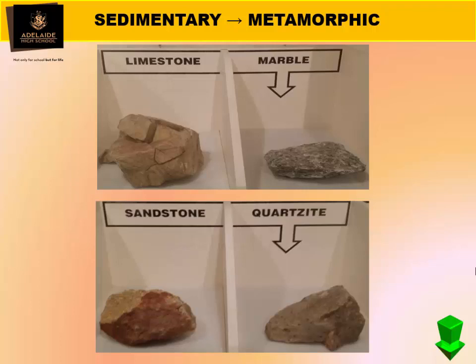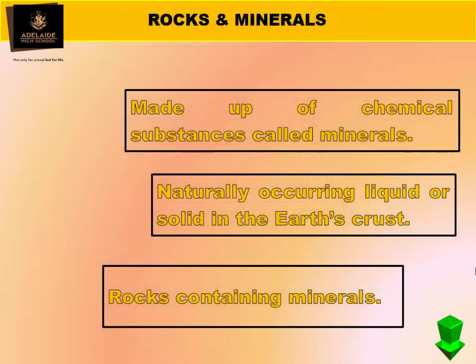Okay. Sandstone to quartzite here. Okay. This is another example. So sedimentary, limestone and sandstone are sedimentary. Metamorphic will be marble and quartzite. It's actually from the same rock. But because of heat and pressure, it has changed. It has metamorphosized. It has evolved. I'll put it that way. All right?